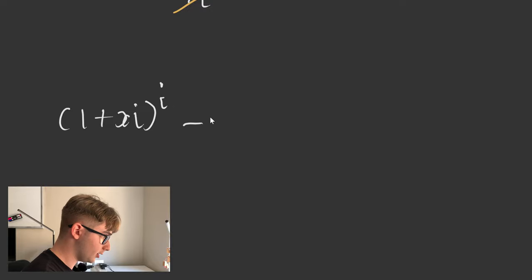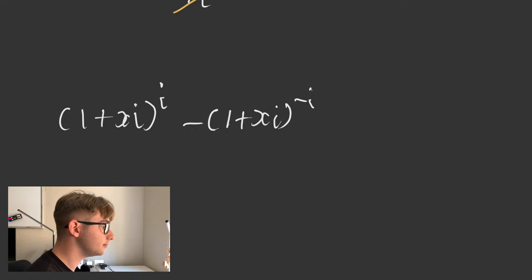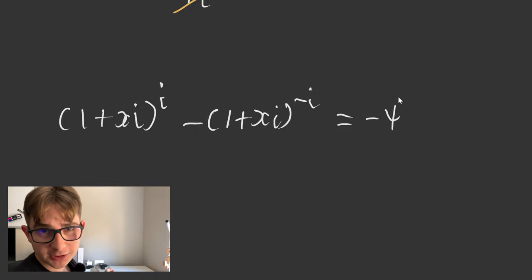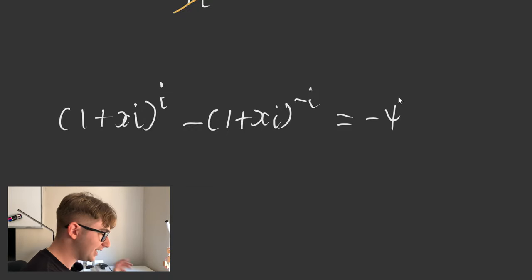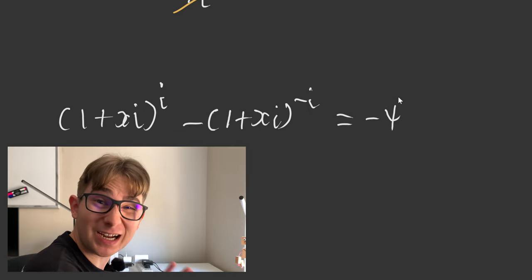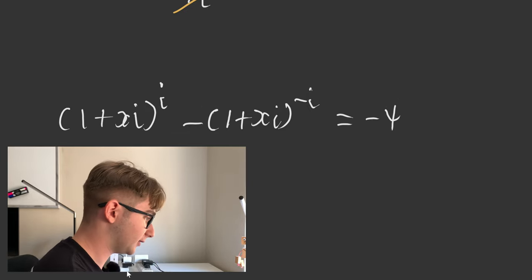So 1 plus xi to the power of i minus 1 plus xi to the power of negative i is then going to be equal to negative 4. And now let's multiply both sides by negative 1, so then we can get rid of the negative on the right side. We don't like negative numbers in math because they make things a little bit hard and a little bit messy. But anyway, whatever.